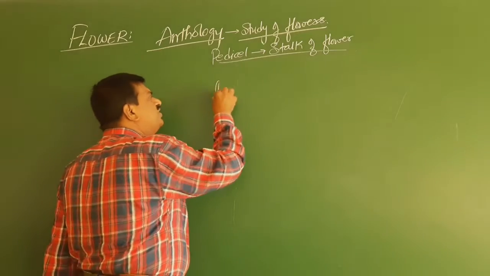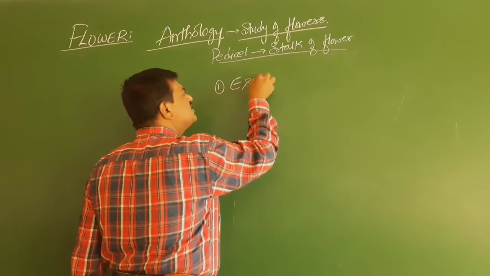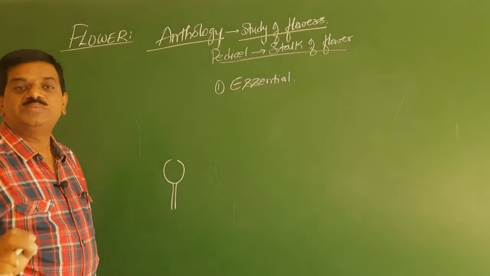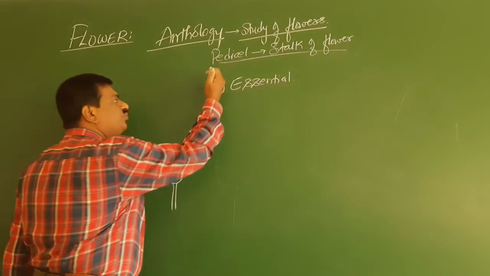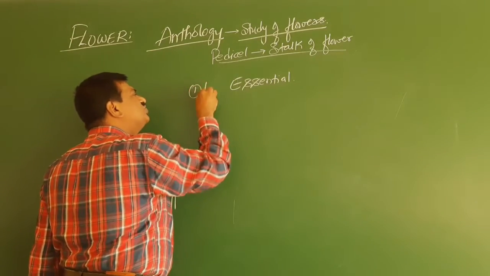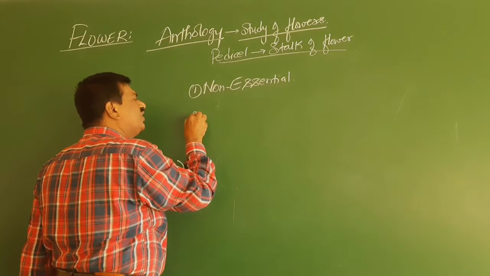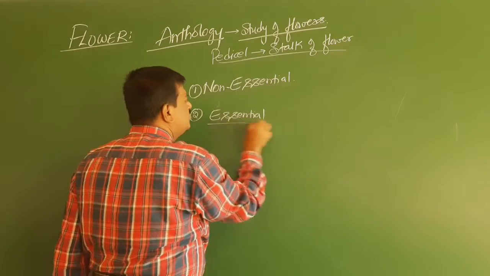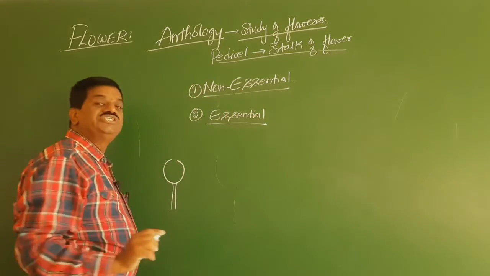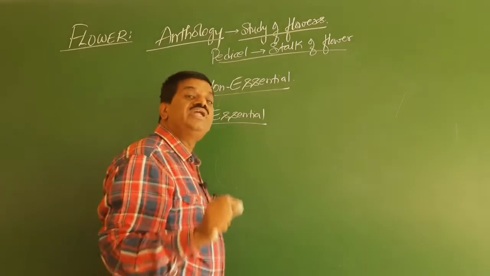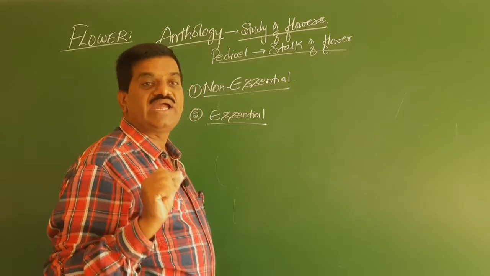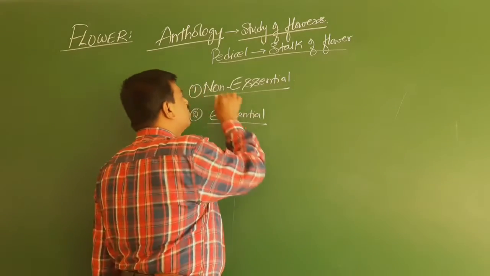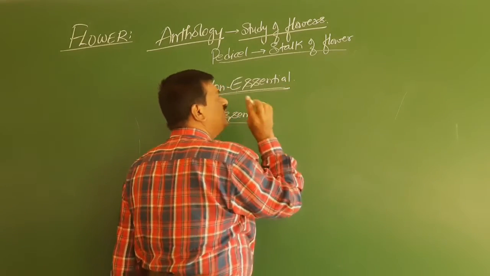So here the word essential, which helps in reproduction. So we are starting with the first one, non-essential, and the second one, essential. The word non-essential means it is not required for sexual activities or sexual reproduction. These parts are not required, so they are called non-essential parts of a flower.